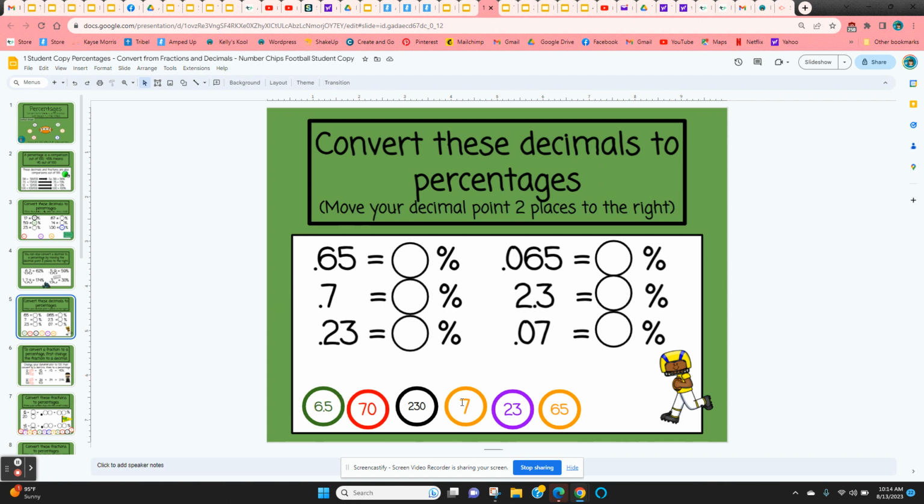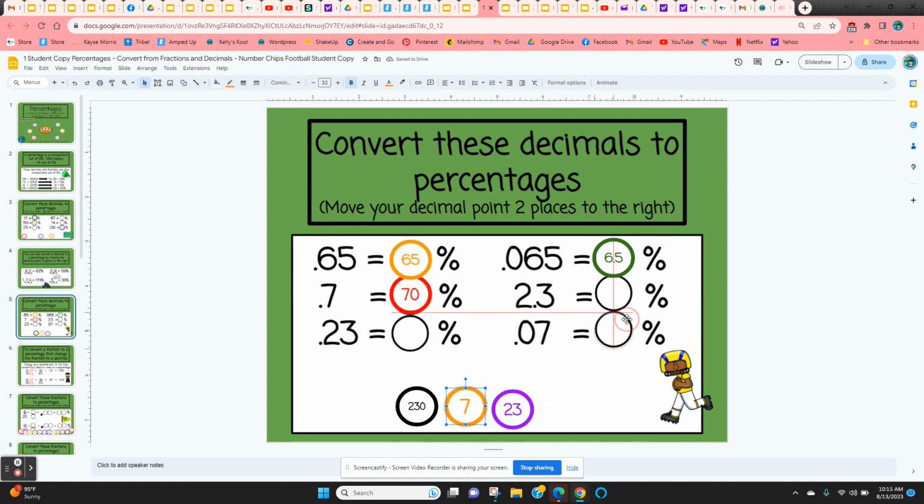So this one would be 65%. This one, if I move the decimal point 2 places to the right, would be 6 and 5/10%. This one, I have a blank space. I have to add a 0. So this one would be 70%, not 7%. And here our 7% would be over here. And then 23% and 230%. So good practice.